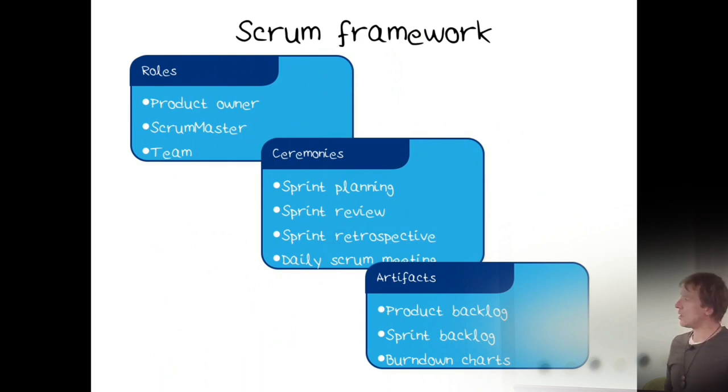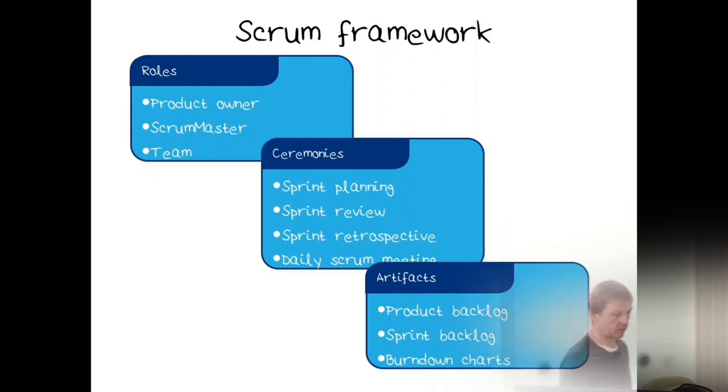So I'll go through in detail the different terms in Scrum. We have three roles: product owner, Scrum Master, and team. We have four different ceremonies or meetings: a sprint planning meeting, a sprint review meeting, a sprint retrospective meeting, and a daily Scrum meeting. And there are three artifacts that are being produced. It's the product backlog itself, a sprint backlog with the tasks, and a burn down chart, which helps you see how you're doing, kind of. And we'll see all of this.